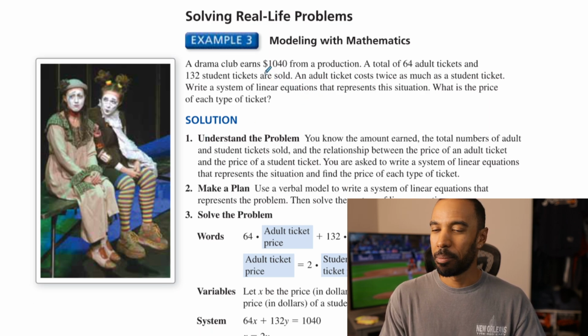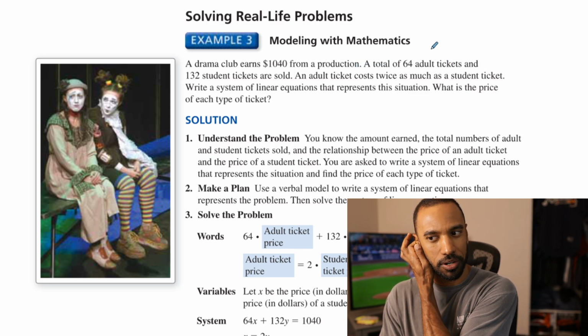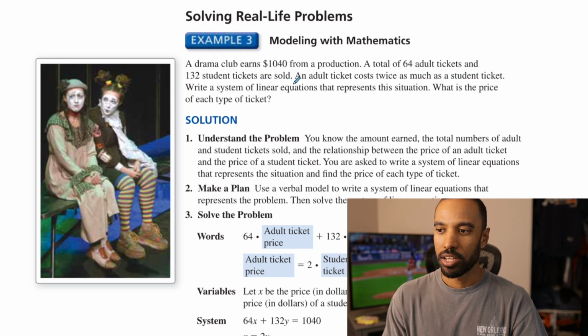A drama club earns $1,040 from a production. A total of 64 adult tickets and 132 student tickets are sold. An adult ticket costs twice as much as a student ticket. Write a system of linear equations to represent the situation. What is the price of each type of ticket?